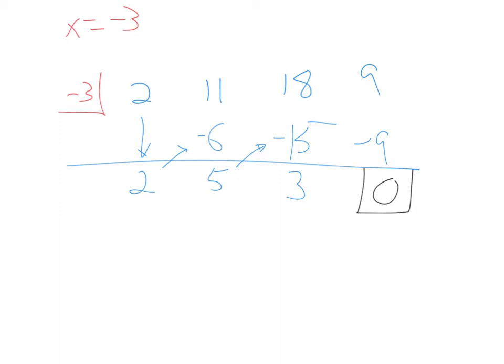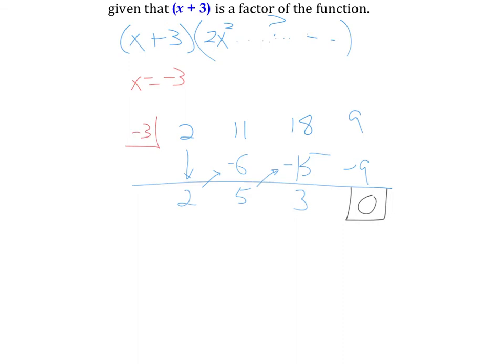Shazam. All right, so what I've just found is the stuff that would have gone in the parentheses here if I tried factoring that thing out. So if I really wanted to, I could write this in factored form as x plus 3, they gave me that, and then 2x squared plus 5x plus 3.